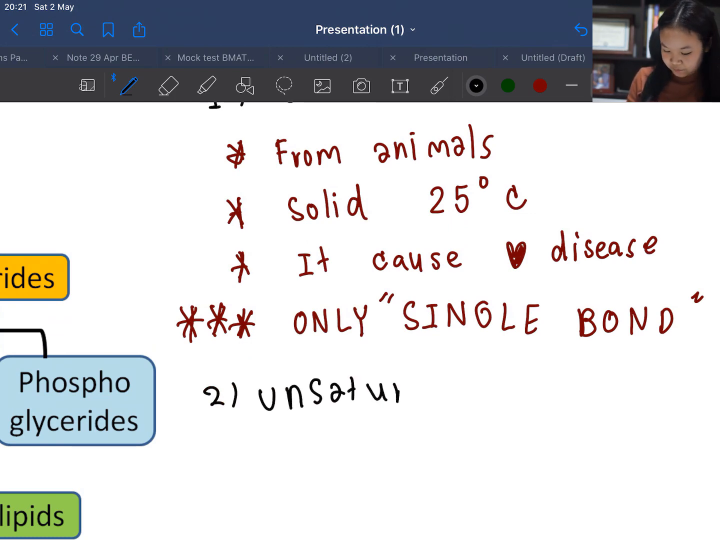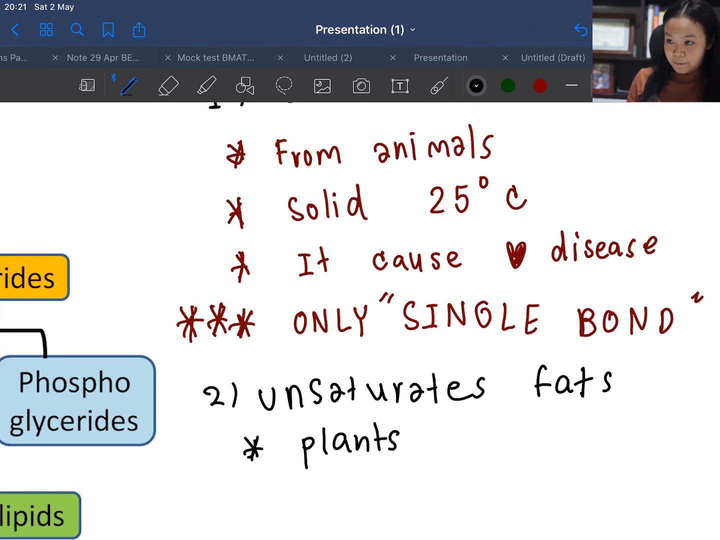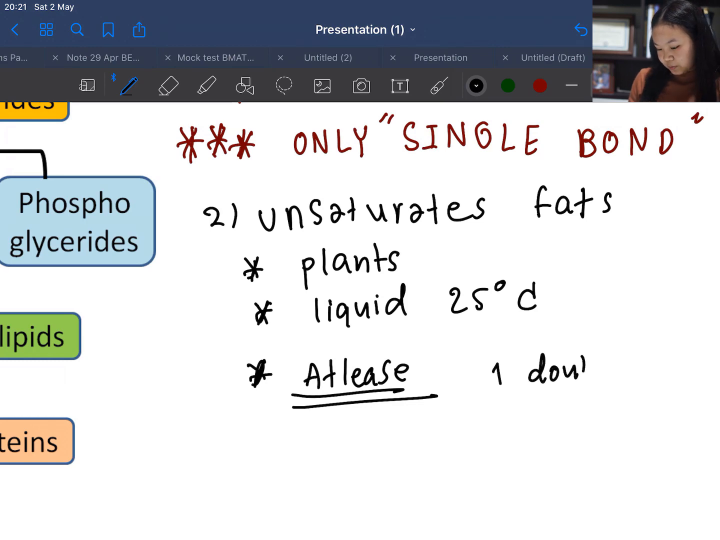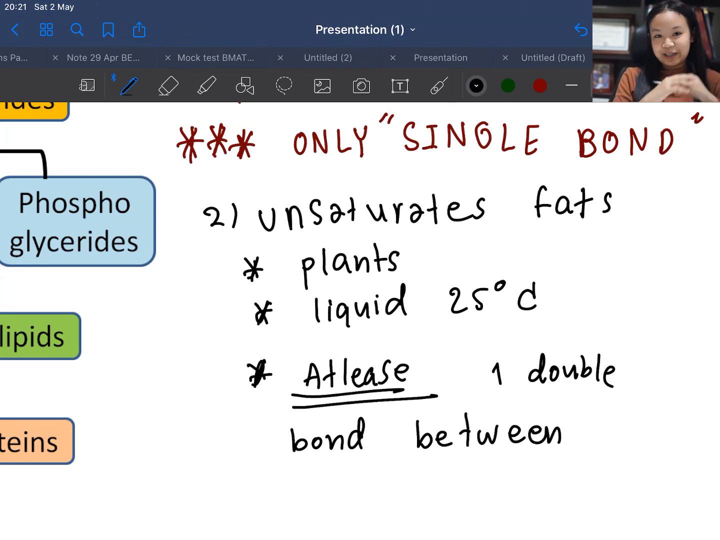Unsaturated fats are more friendly to our body. They don't cause us heart disease because they are from plants. This will be liquid at room temperature, 25 degrees Celsius. It is a good dietary fat that I mentioned, and it has at least one double bond between carbons.